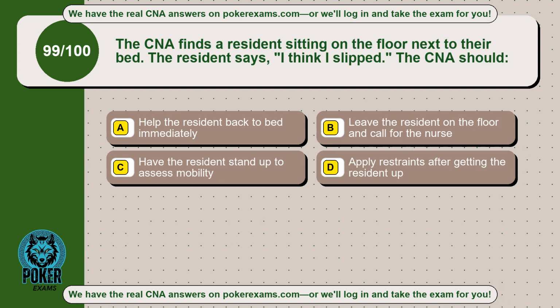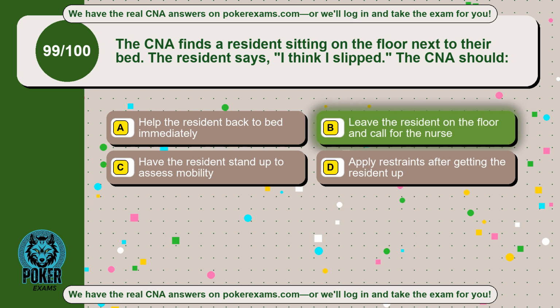Question 99. The CNA finds a resident sitting on the floor next to their bed. The resident says, "I think I slipped." The CNA should: Option A. Help the resident back to bed immediately. Option B. Leave the resident on the floor and call for the nurse. Option C. Have the resident stand up to assess mobility. Option D. Apply restraints after getting the resident up. The correct answer is option B.